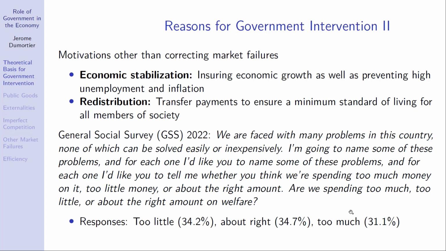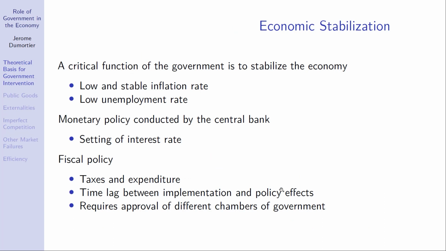So what this means is that, at least for welfare payments, usually a minimum amount is okay, but how much to spend is more difficult to answer. I mentioned before the economic stabilization role of government, meaning that we have a low and stable inflation rate. You have seen over the last 2 years that governments and especially central banks have put considerable effort into fighting high inflation. There is also the low unemployment rate, which is a goal of every government.